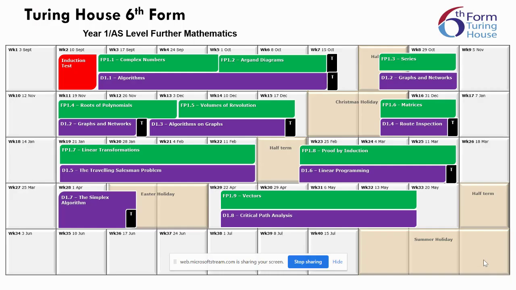And this is how the scheme looks for the year. We've got complex numbers and Argand diagrams is the first thing, looking at the square root of negative numbers. So that's a little bit strange and interesting. Onto series and matrices, lots of good stuff. And this is taught alongside the decision maths in purple.